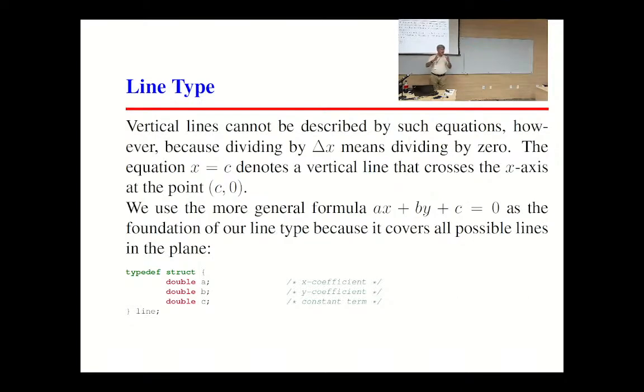When I was writing my programming challenges book, I did it in terms of lines of the form ax plus by plus c equals 0. Now it handles the special case as the case where b equals 0, and so either b equals 1 or b equals 0, and now I can represent all lines.